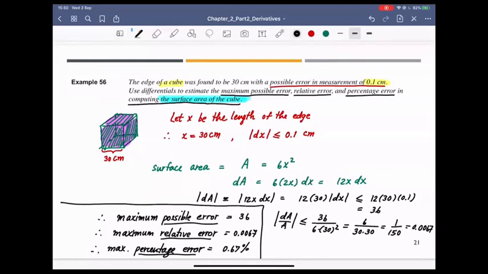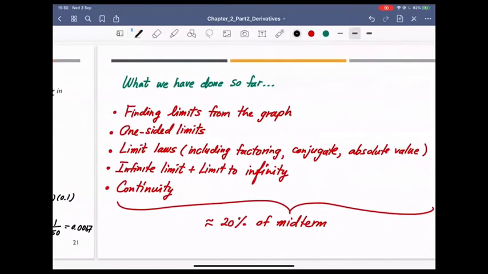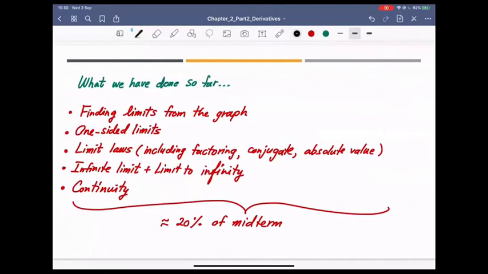So let's look at what we did in the first few weeks, and this is where we're standing now. All right, are you ready? So this is what we have done so far.